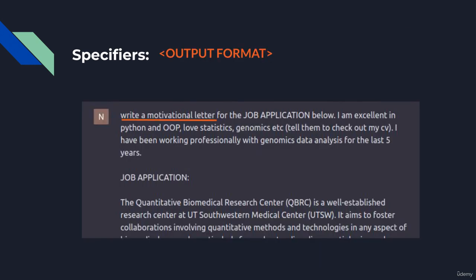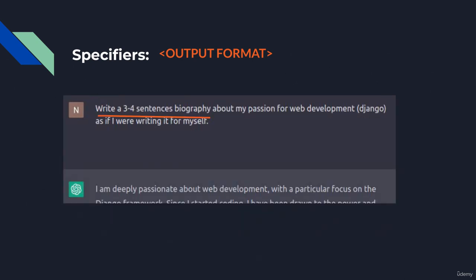To provide an example, let's say you want to write a motivational letter for a job application. The output must be specified clearly. Another example would be to write a 3 to 4 sentence biography about your passion for web development as if you were writing it yourself. In this case, you're setting the tone and the output format. Always be very clear and concise about your output format.